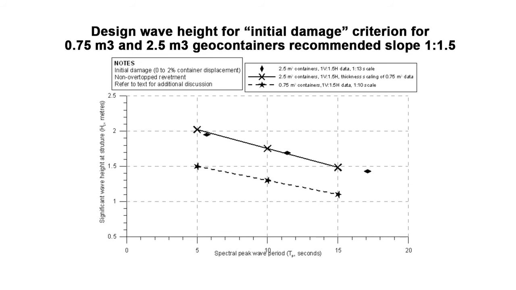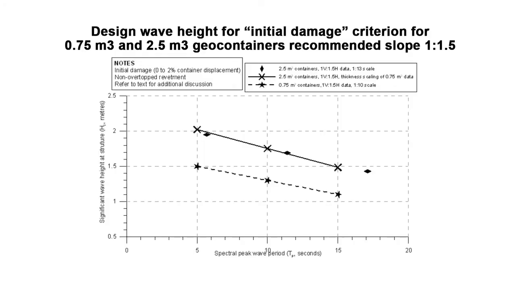So what this is saying is that for a 5-second wave, a 0.75 cubic metre container will not be damaged by about a 1.5 metre wave hitting the structure. It drops to about 1.3 as we go to a 10-second wave, and it drops to about 1.1 metre as we go to a 15-second wave. So that's the sort of waves that can repetitively hit the structure without damaging it.